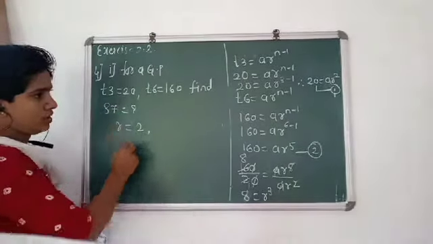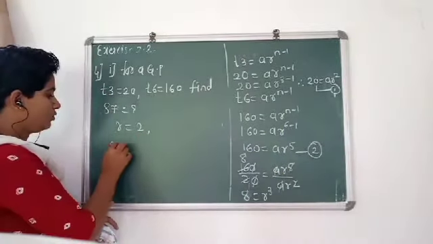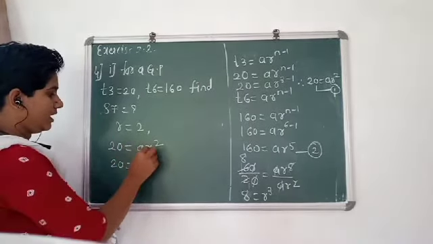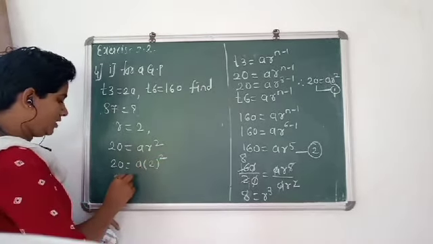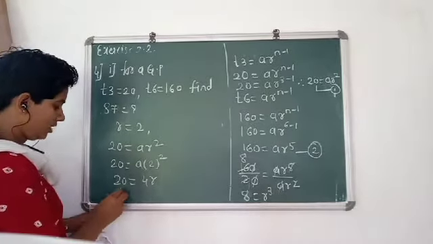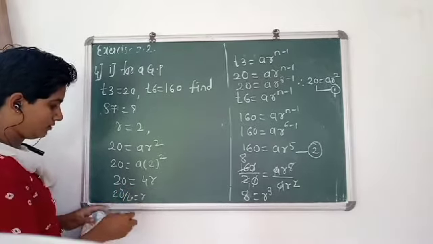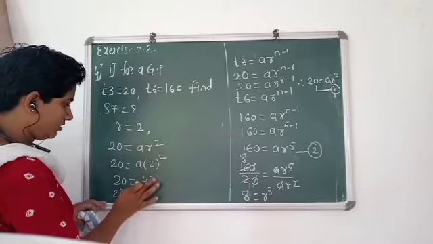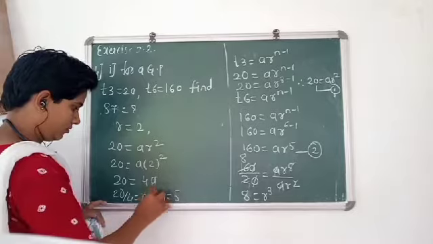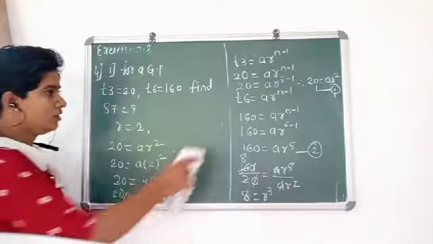Substitute the common ratio in equation 1. With r is equal to 2, 20 is equal to ar square, that is 20 is equal to a inside the bracket, r means 2 square. So 20 is equal to 4a. This 4 is multiplied, so it goes to the other side to become divide. That means 20 upon 4 is equal to a. So a is equal to 5. So the first term is 5 and the common ratio is 2.